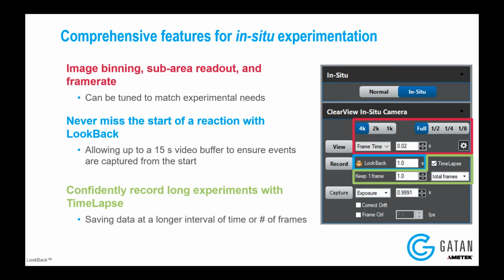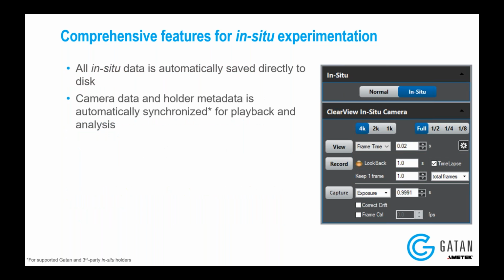Many people also sometimes want to acquire really, really long videos. So they have an in-situ experiment that takes 1 or 2 or even more hours, and they want to record the whole process. And that, at 4K by 4K, 50 frames per second, will be terabytes and terabytes of data that you acquire. So we have this new time-lapse feature on the ClearView camera, but also all our in-situ cameras, that allows you to save data at a longer interval of time or number of frames to easily acquire these really long videos that you may want to.